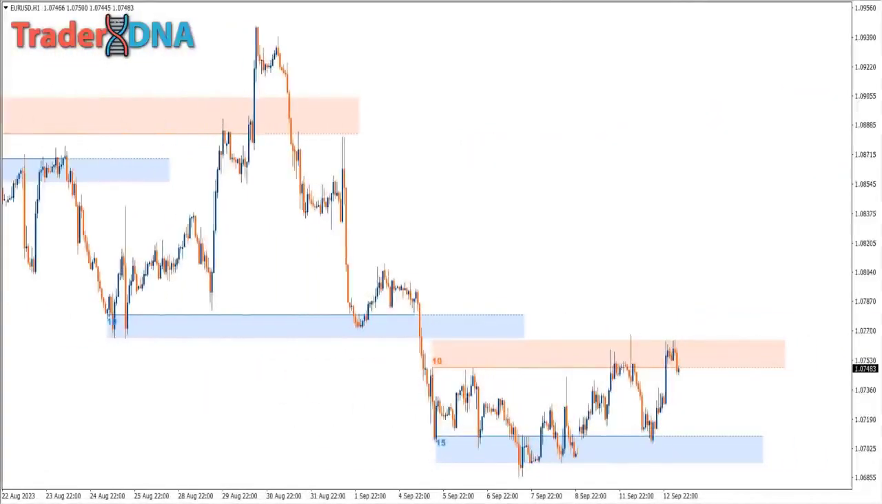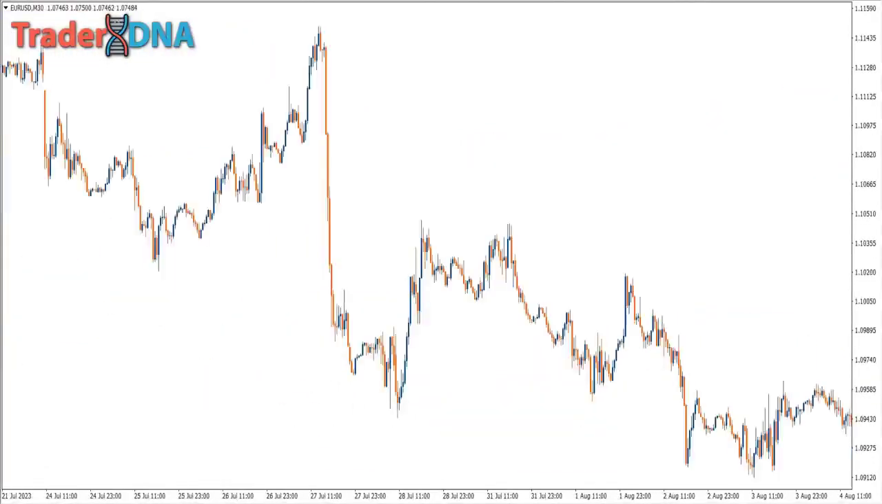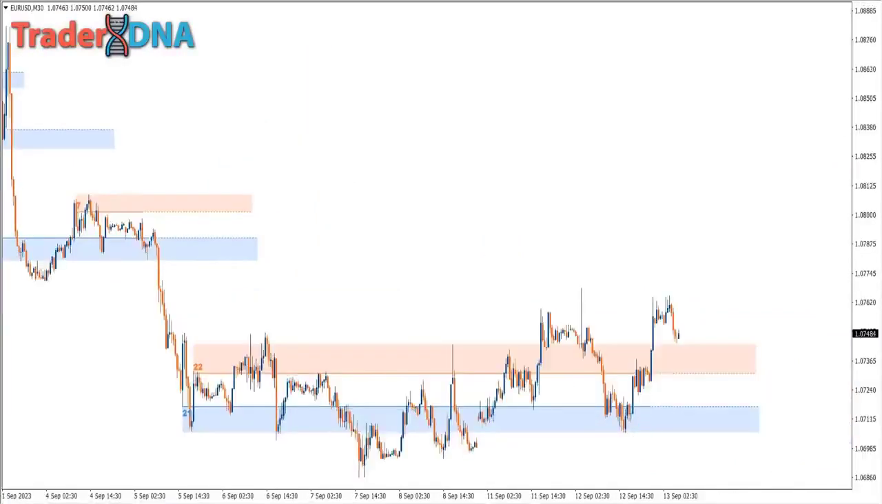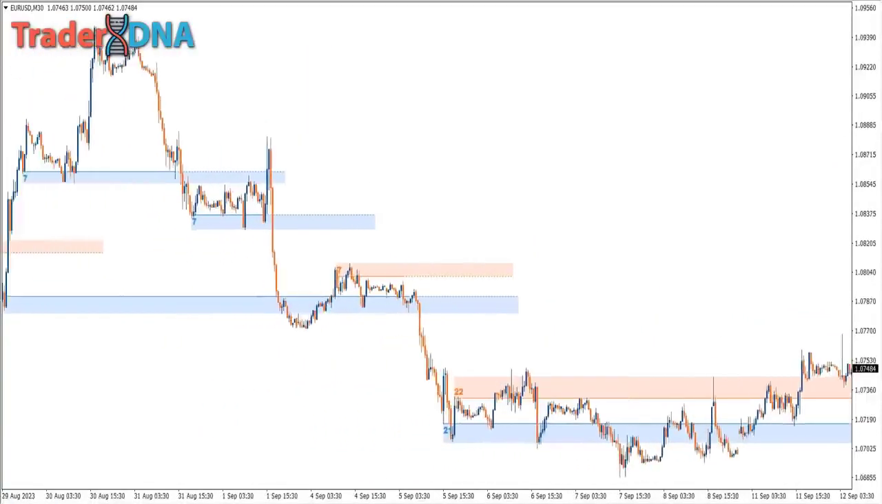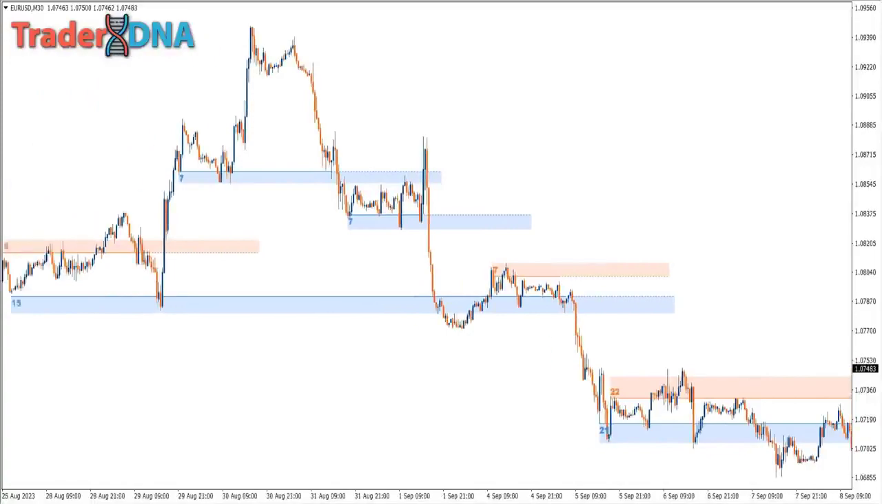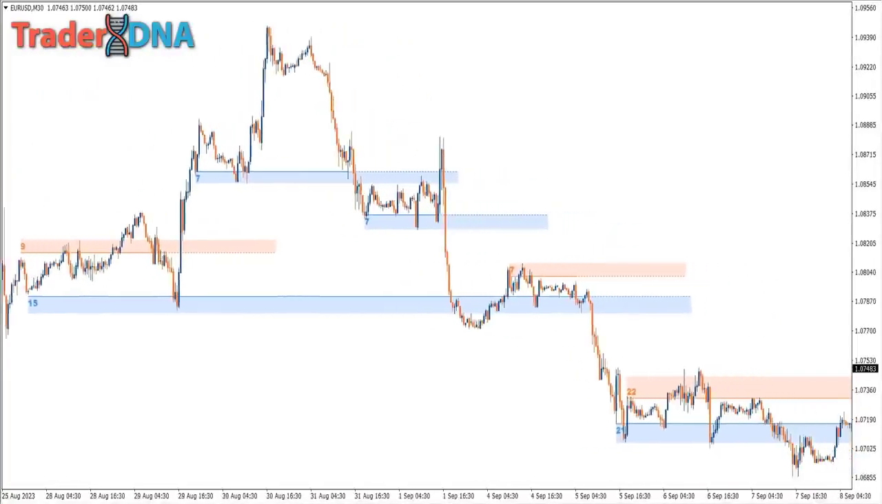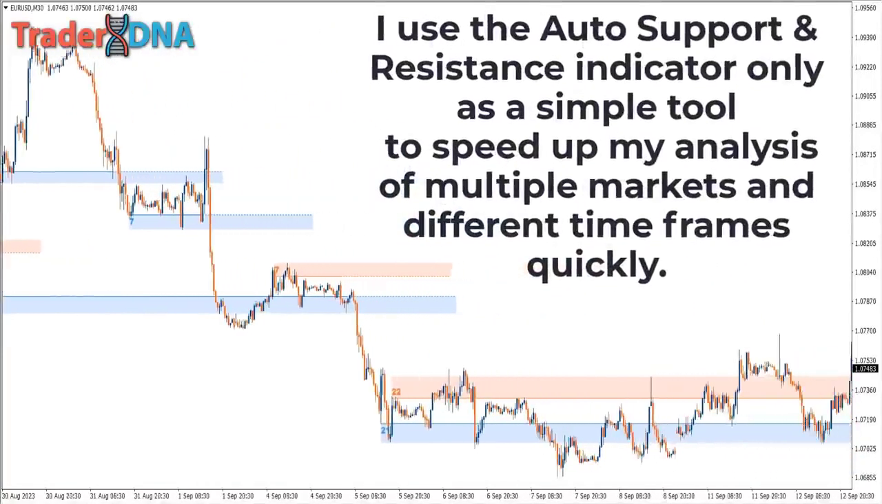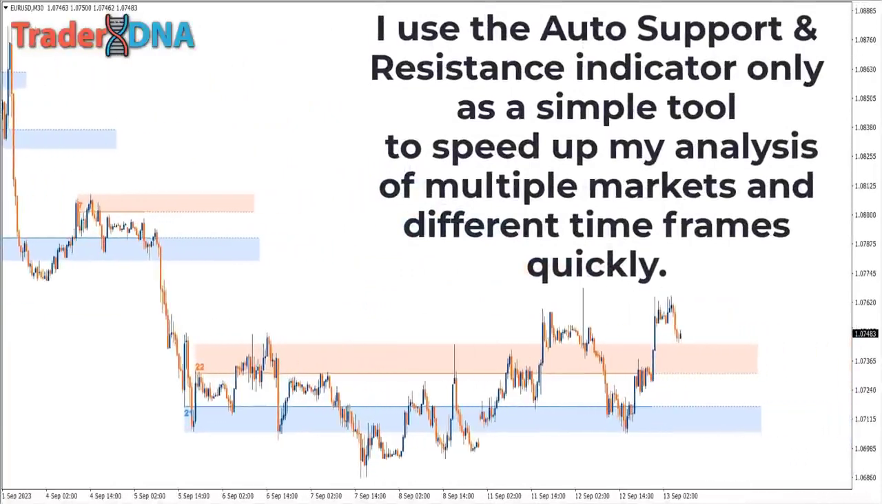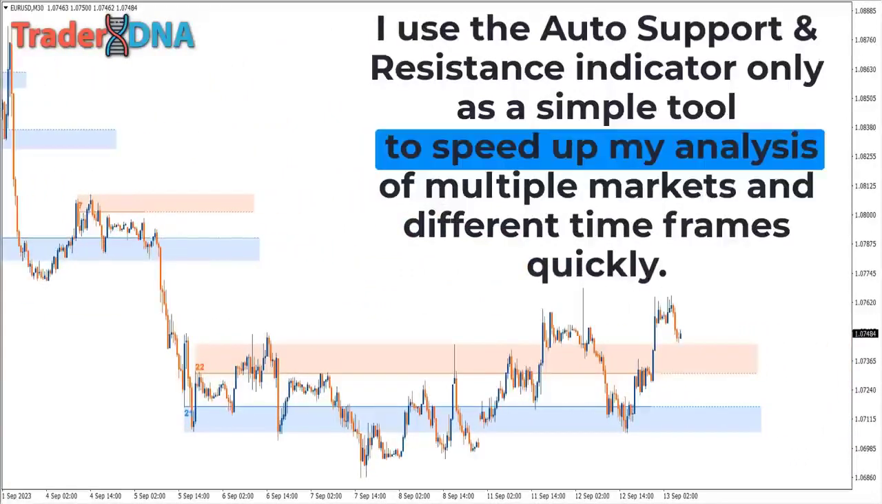The auto support and resistance indicator I recommend. As I mentioned earlier, the best way to analyze support and resistance is manually, because the support and resistance levels you determine are more accurate than those determined by an indicator. Therefore, I use the auto support and resistance indicator only as a simple tool to speed up my analysis of multiple markets and different time frames quickly. I then follow up with manual analysis on potential markets based on the auto support and resistance indicator's analysis.